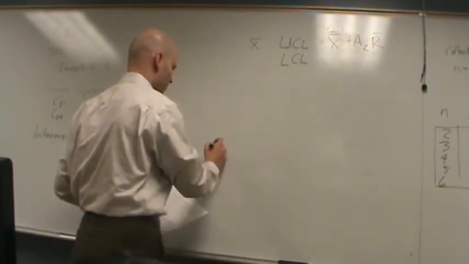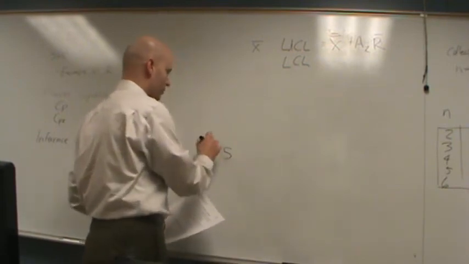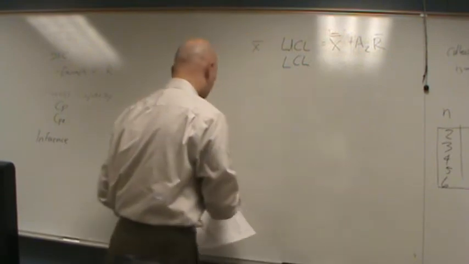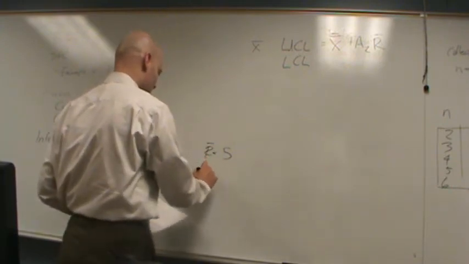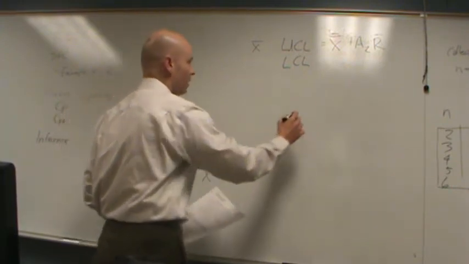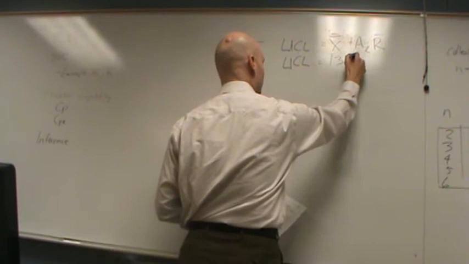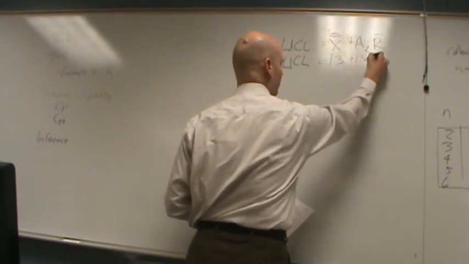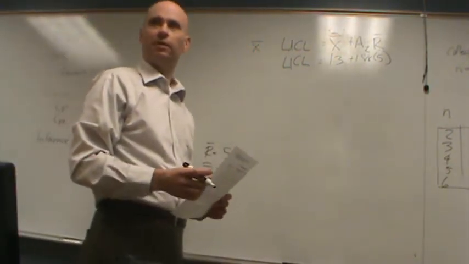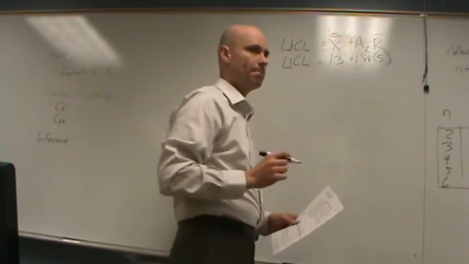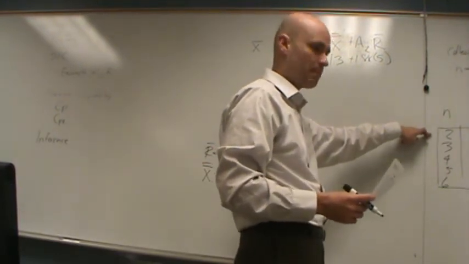So if I just give you a range equal to 5, and it averages that, and our central tendency was 13, times 5. Does that make sense to everybody how to do that? So that number, that A2, stays constant? It depends on your sample size. Sample sizes, okay.